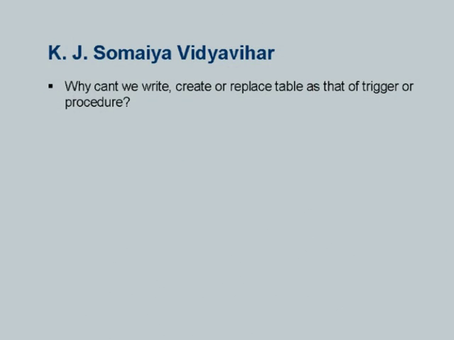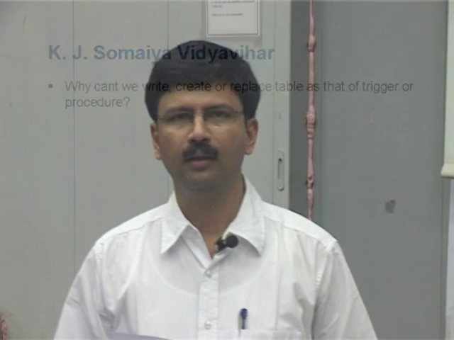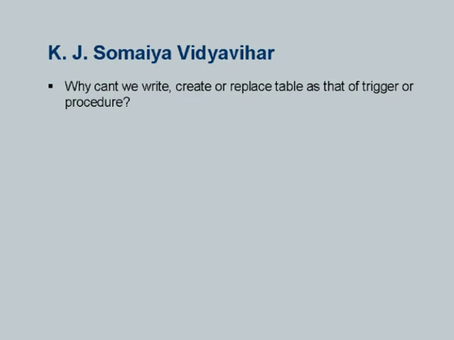The next question is, why can't we write create or replace table as that of trigger or procedure? Create or replace table is an Oracle construct. I don't think it is yet part of standard SQL, although it's obviously a very useful construct. So it lets you clobber an existing table if it exists, because otherwise if you say create table, the database will say, sorry, it already exists. But if you say delete table, and it is not there, the database will say it doesn't exist. So the question is, why can't we do it with create table? I'm not sure why not. Logically, it's a nice feature to have, and every database ought to support it.